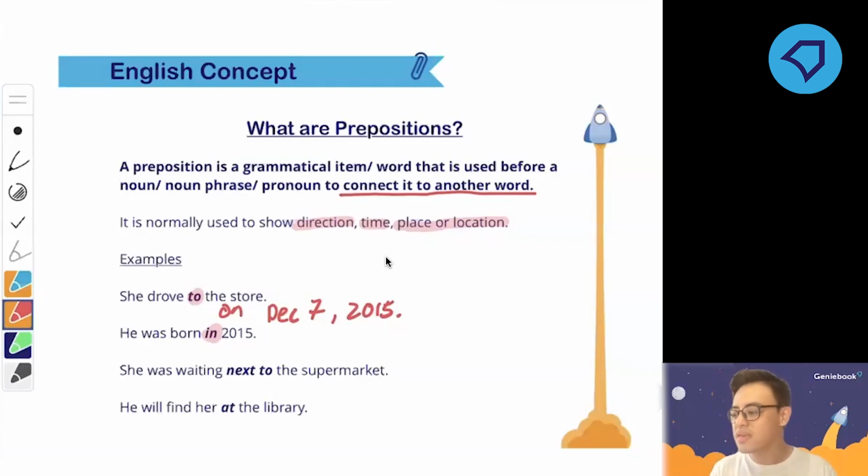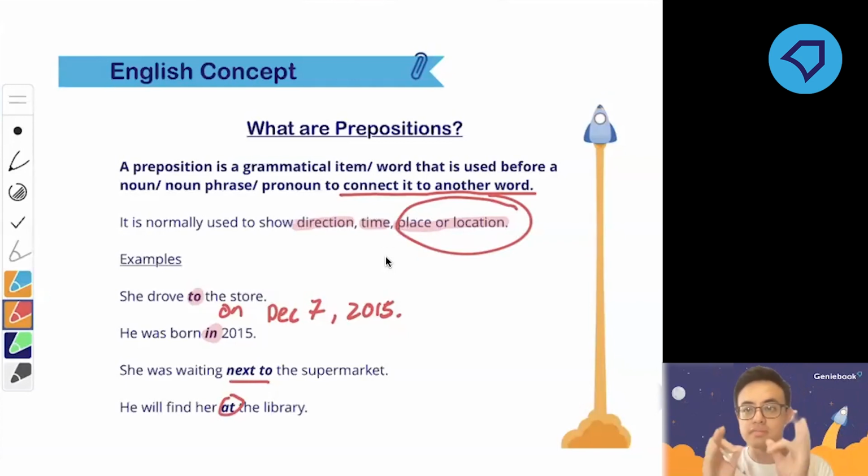Next, she was waiting next to the supermarket. So next to tells us the position, or the location where she is. She's next to, she's right beside. Yeah, next to is right beside. And I will find her where? The place again, at the library. Prepositions do these. They tell you the place, they tell you the time, and they tell you the direction.